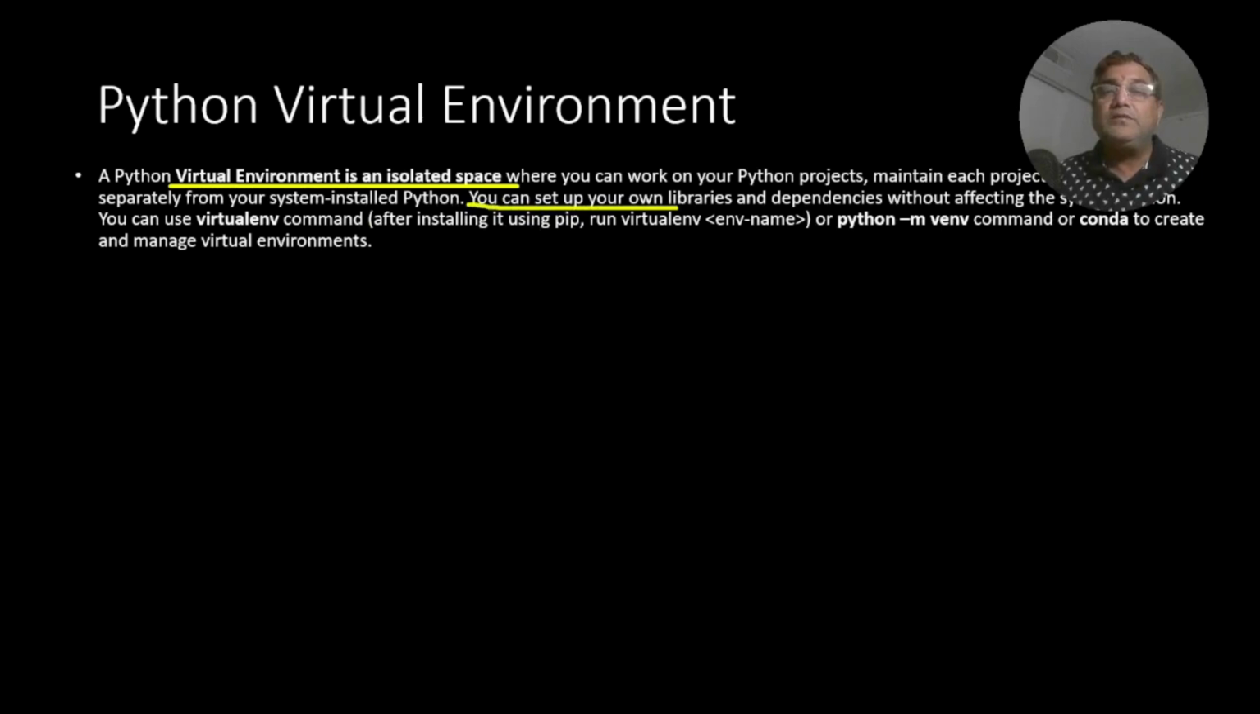So you can set up your own libraries and dependencies without affecting the system Python installation, whatever you have installed on your system. If you don't want to keep everything on your system all the time, and you want to keep a separate isolated environment, then you can use something called a Python virtual environment. There are several options available. One option is the virtualenv command. You can install this tool with pip install virtualenv, right? And once that is installed, you can use the virtualenv command to create and manage these virtual environments.